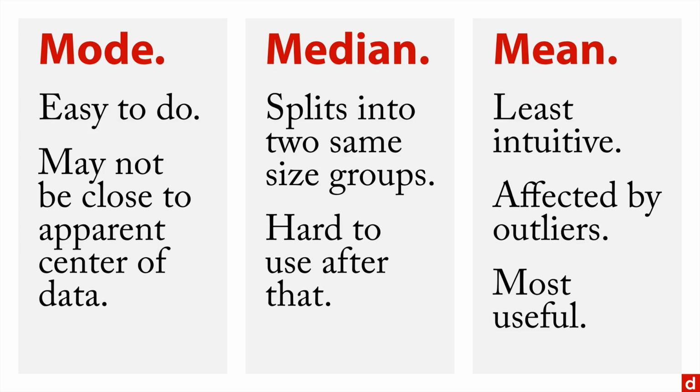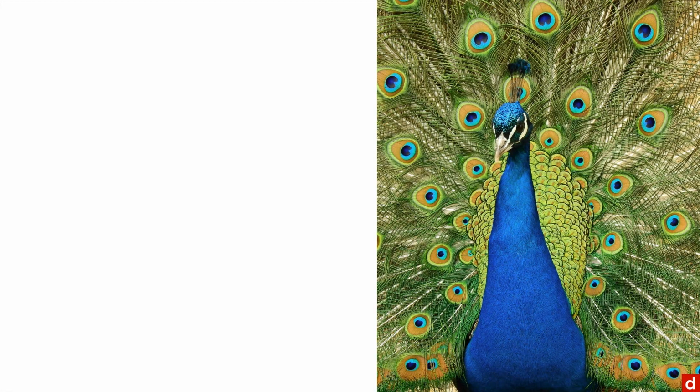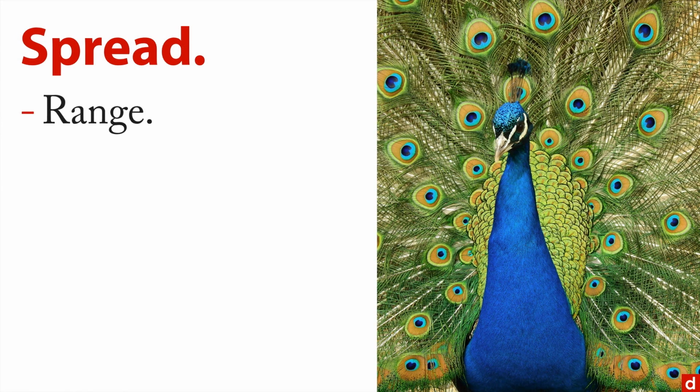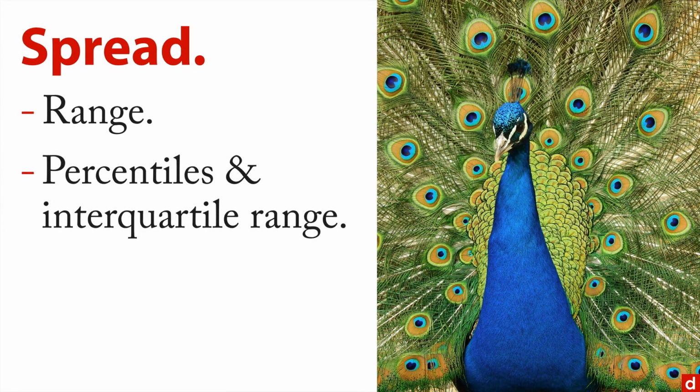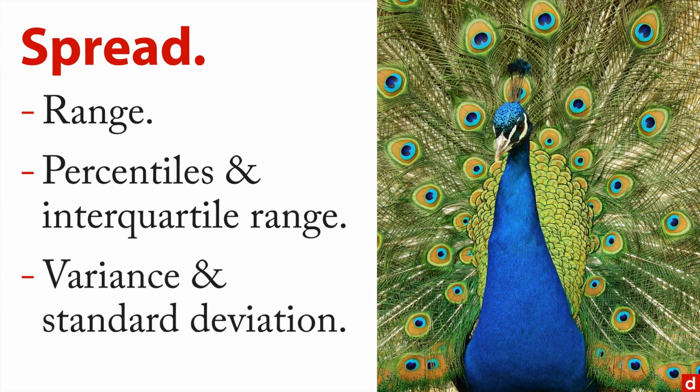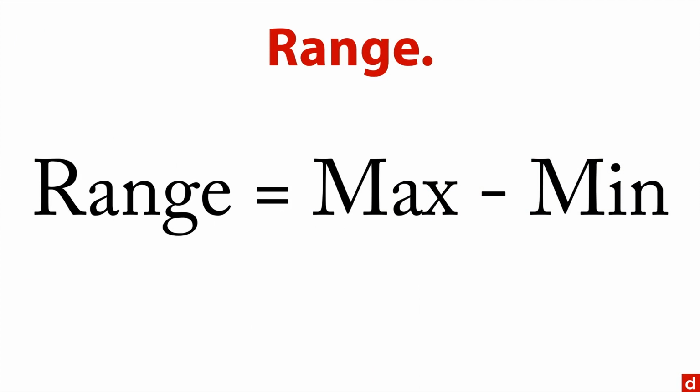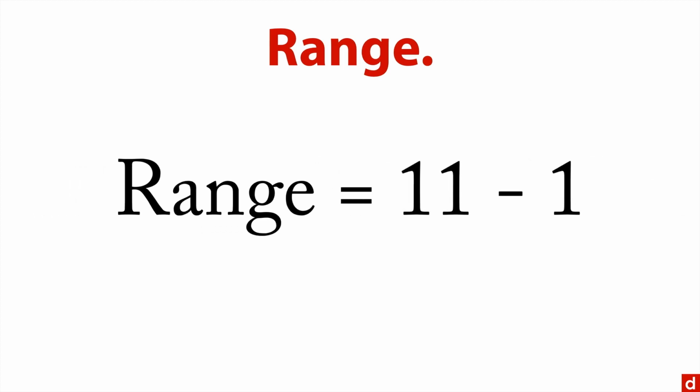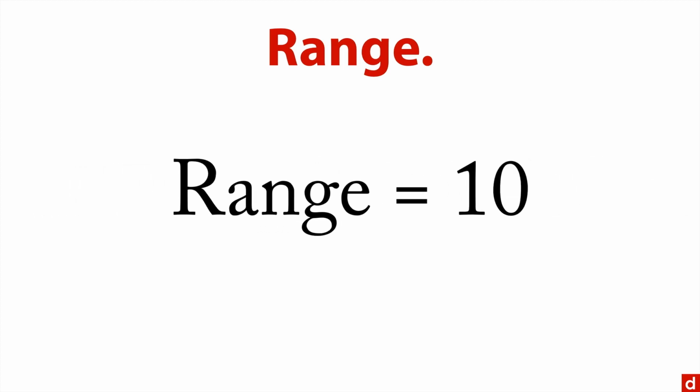Next, there's the issue of spread. We have a few measures here that are very common also. There's the range, there are percentiles and interquartile range, and there's the variance and the standard deviation. I'll talk about each of those. First, the range. The range is simply the maximum score minus the minimum score. In our case, that's just 11 minus 1, which is equal to 10. So we have a range of 10.